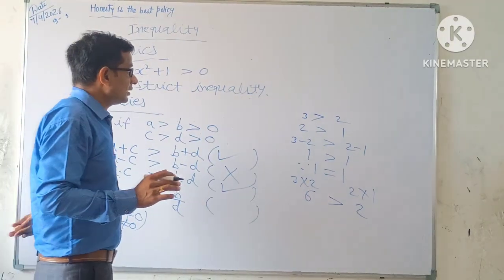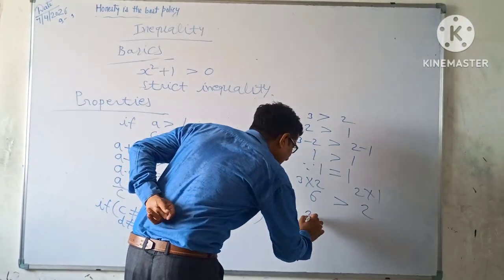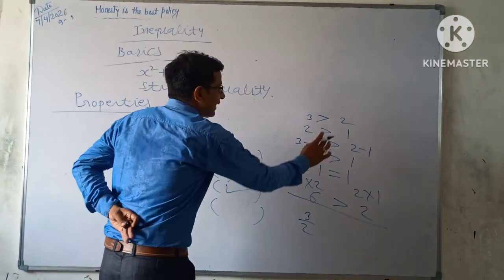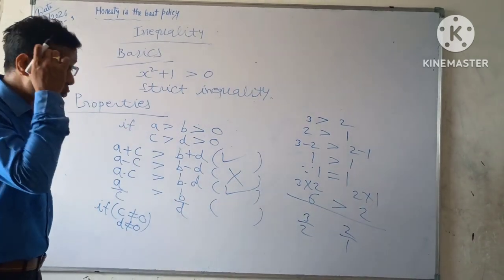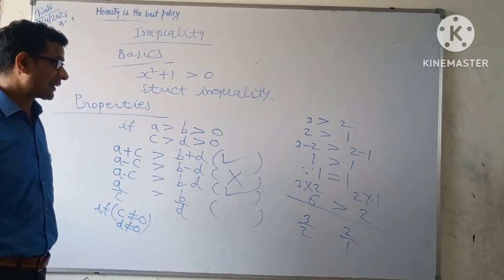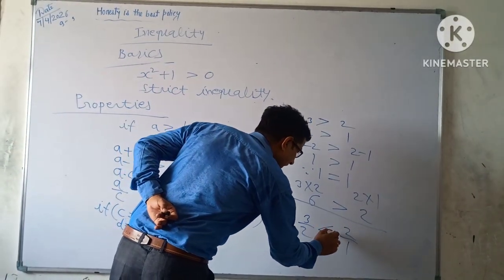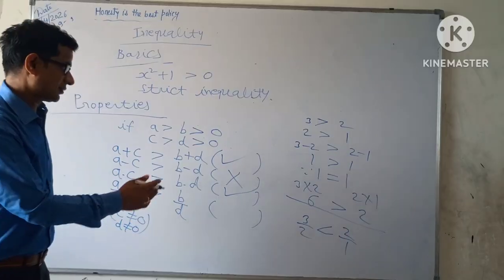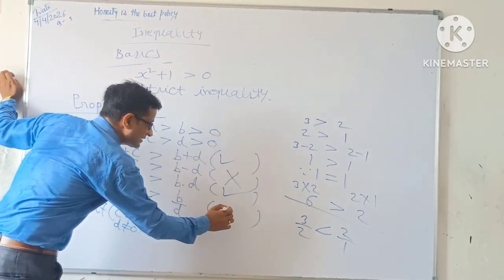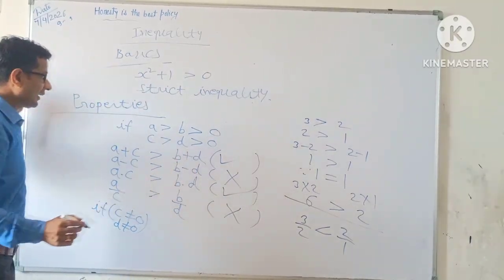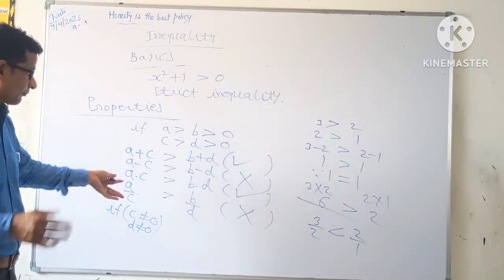For example, if we take the same example, here if you divide 3 by 2, and here 2 by 1. So just think whether 3 by 2 is greater than 2 by 1. The correct answer is no. 3 by 2 is not greater than 2 by 1. 3 by 2 is less than 2 by 1. You can check. Means we cannot divide two inequalities if A, B, C, D all are positive. If they are positive, even then we cannot divide.